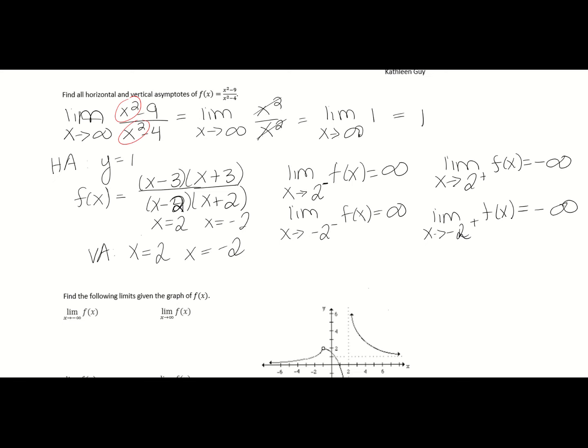Okay, so here just again take note of the difference. The horizontal asymptote is as x goes to infinity or negative infinity, and it approaches a number, and for a vertical asymptote, it's the y going to infinity or negative infinity.